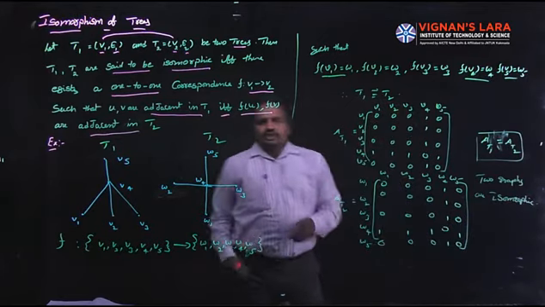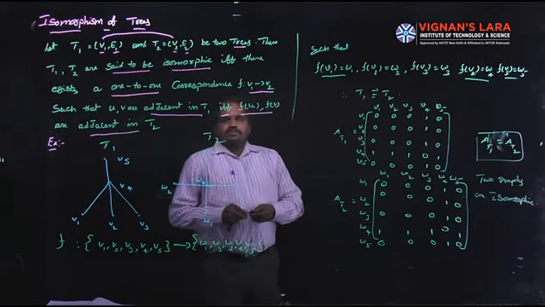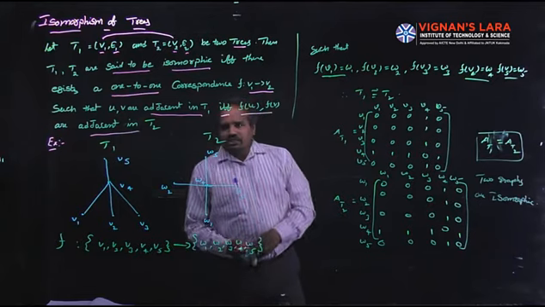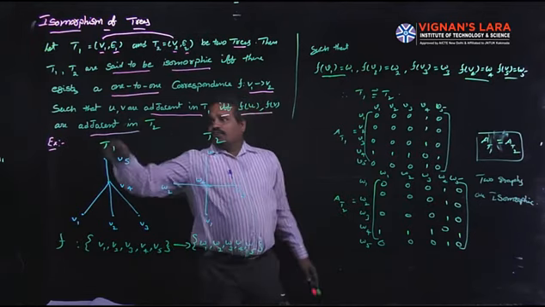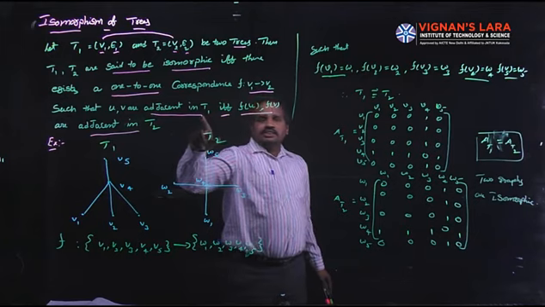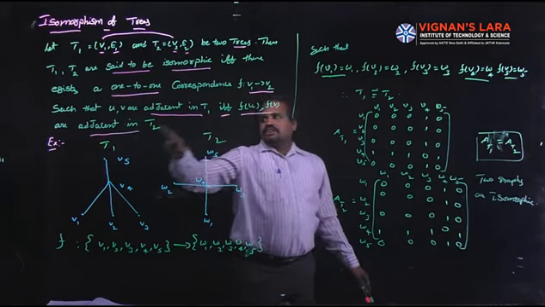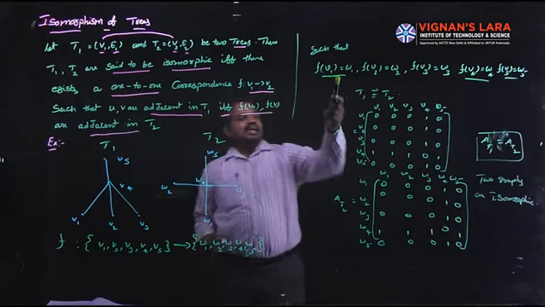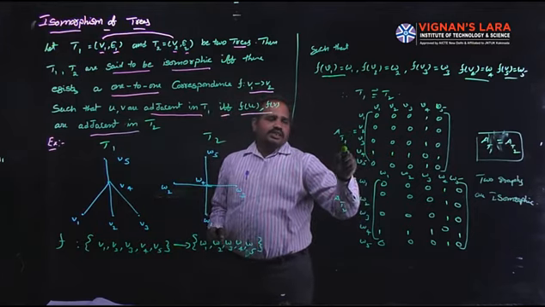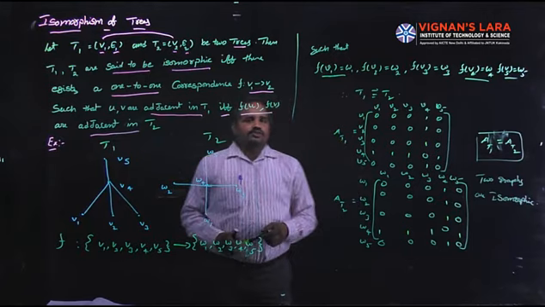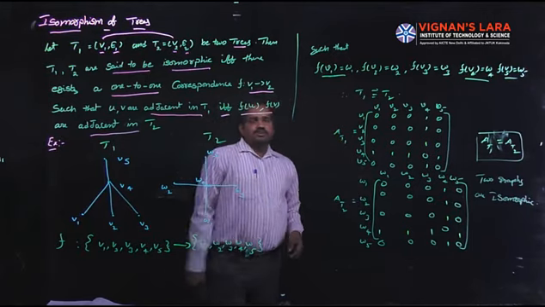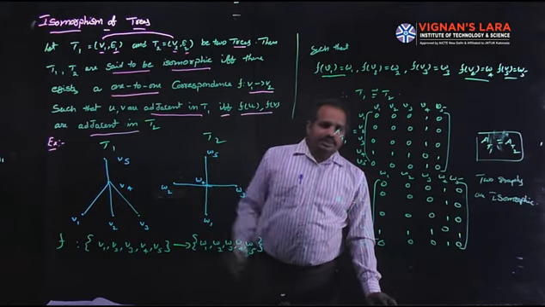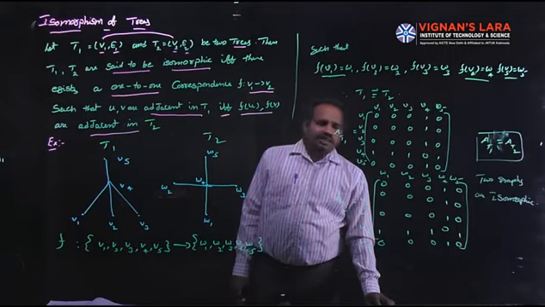Two graphs are said to be isomorphic means there is a one-to-one mapping existing. What is the meaning of that? If u, v are adjacent in the first graph, their images are adjacent in the second graph. Such a function exists, and similarly the adjacency matrices of the two graphs are also the same. Based on these two conditions, T1 and T2 are said to be isomorphic graphs.